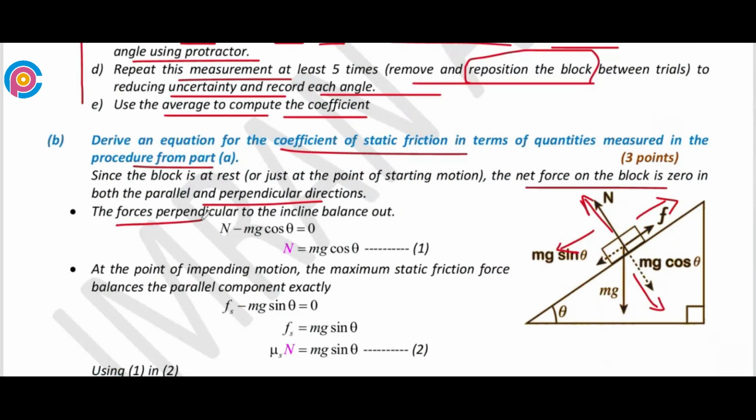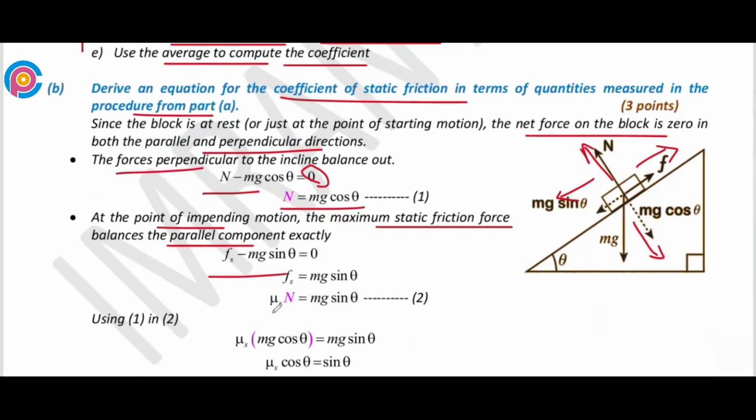So for the forces perpendicular to the incline, these are the normal force and mg cos theta. The sum of forces should be equal to 0 for equilibrium, or to be at rest. Then N is equal to mg cos theta. At the point of impending motion, the maximum static friction force balances the parallel component. Have you seen the parallel component? Fs is equal to mg sin theta.